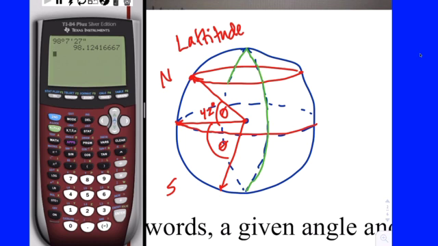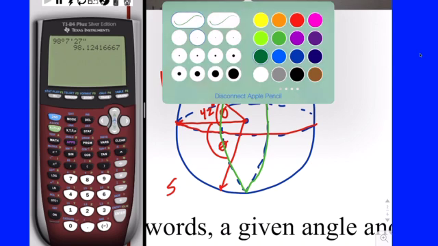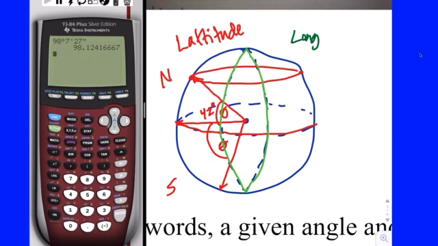Now, the latitudinal lines vary in size. It's like slicing a tomato for a hamburger, right? If you slice the tomato near the middle, the slice is bigger. If you slice the tomato near the end, the slice is smaller. But the longitudinal lines are great circles. And what does a great circle mean? Not only does it mean that it's a fantastic circle, but it means that they're all the same size.